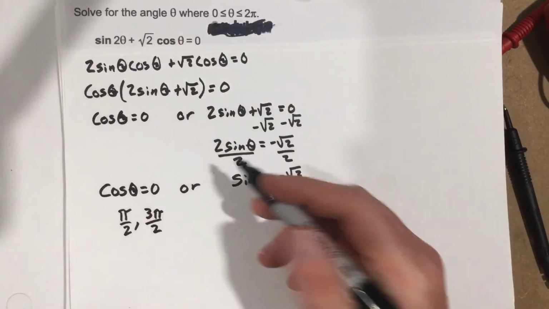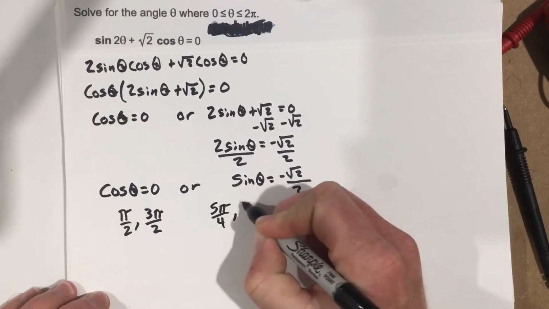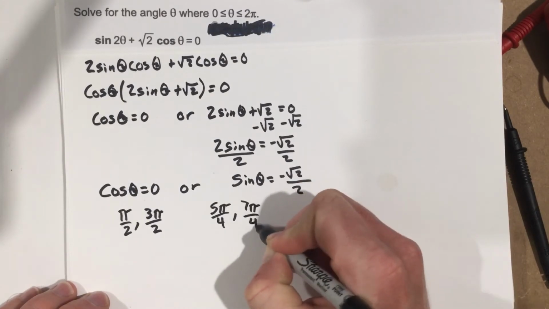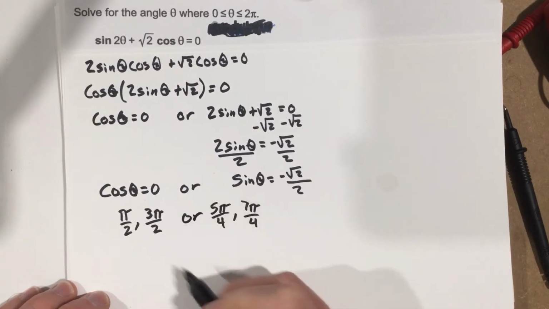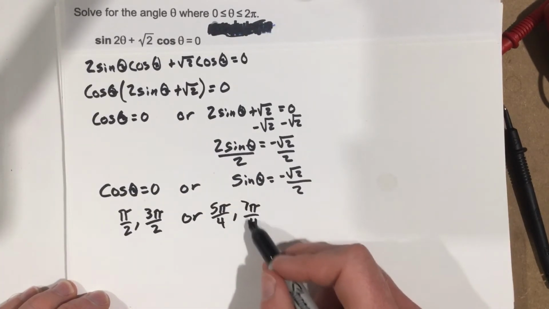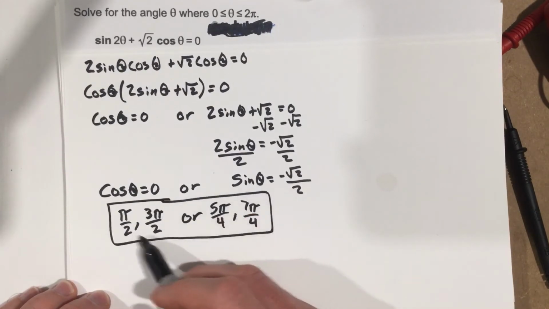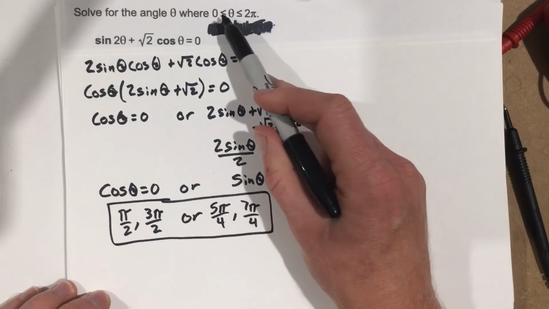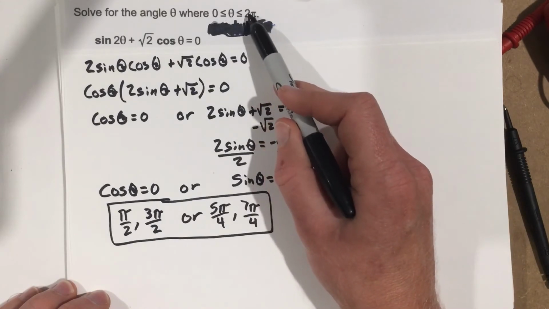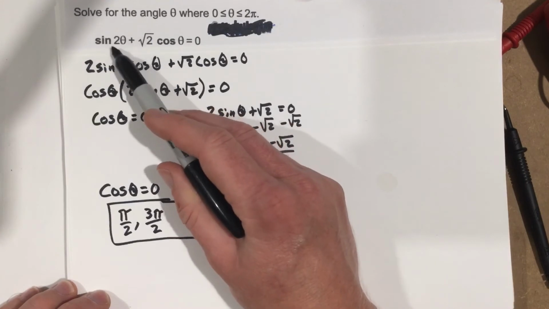So I'm going to write 5 pi over 4 and 7 pi over 4. So my solutions are pi over 2, 3 pi over 2, or 5 pi over 4, 7 pi over 4. Those are the 4 possible solutions for this problem because all of those are within the 0 to 2 pi range. Now I do want to point out, we used a double angle formula, right?